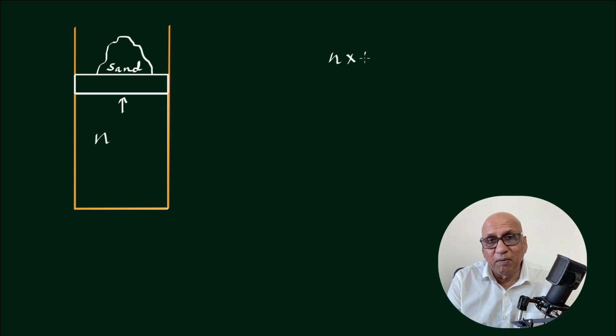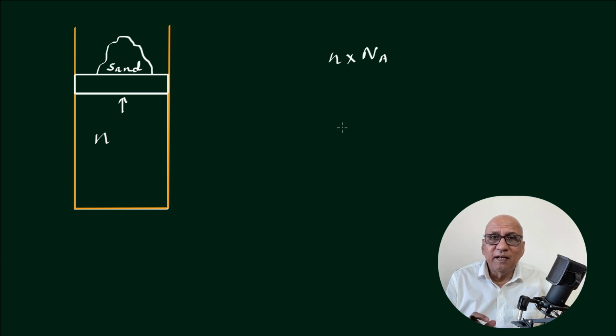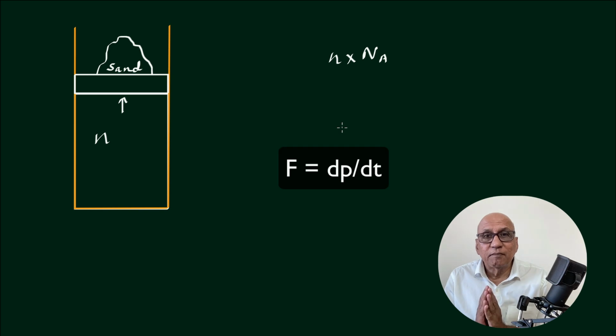There are n multiplied by Avogadro's number of molecules. Now, what are these molecules doing? They are whizzing around, bouncing against each other, bouncing against the walls, the cylindrical walls of the container, and bouncing against the piston. Each time a molecule bounces against the piston, it delivers a tiny amount of momentum. But there are zillions upon zillions of collisions happening per second, and all these tiny momenta add up to a fairly steady amount of momentum being delivered per second. So the momentum delivered per second is the upward force.